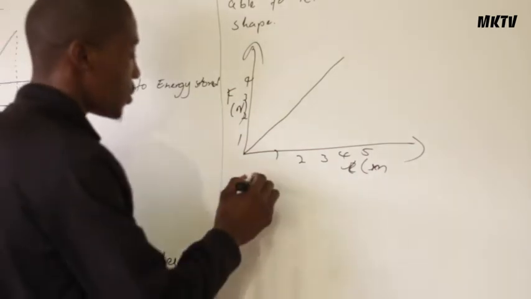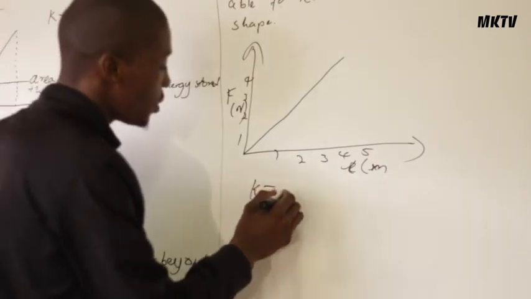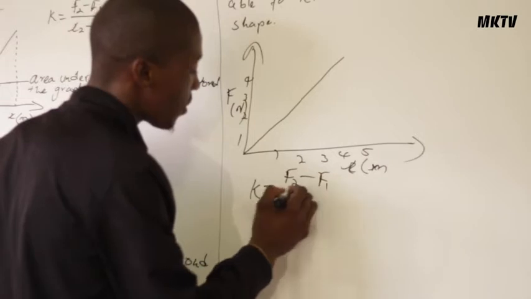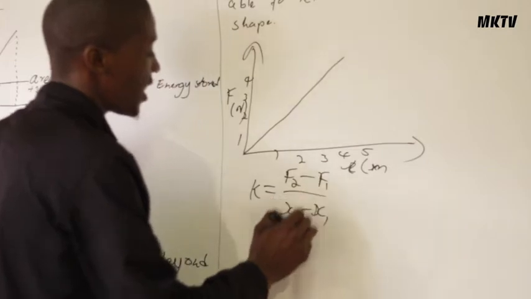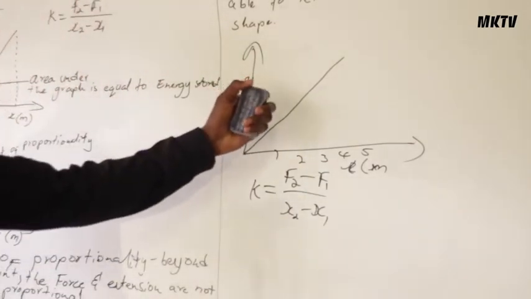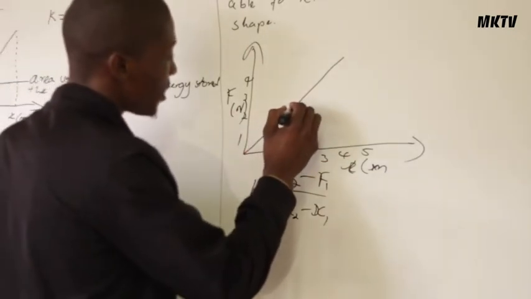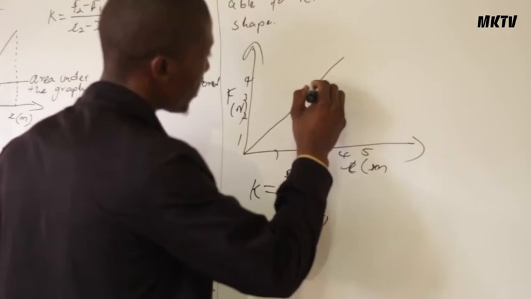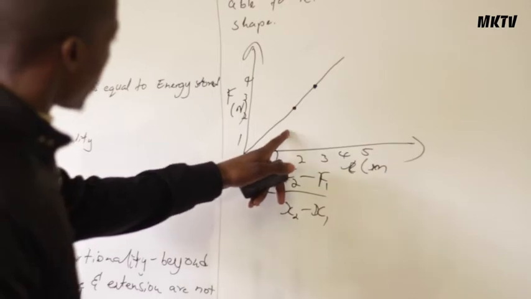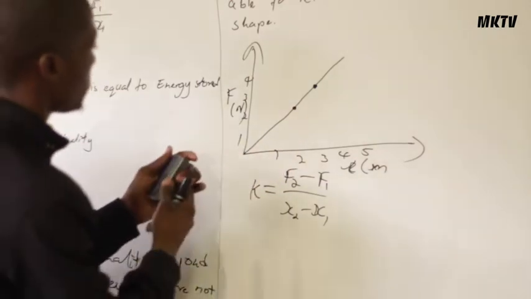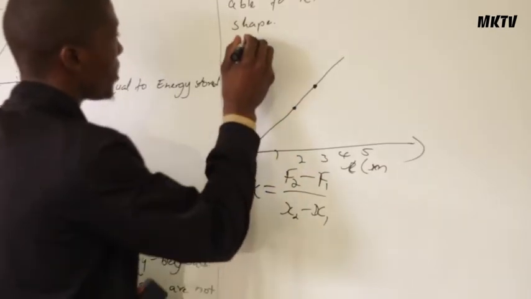this is how we are going to do it. We are looking for k. We said that k is the gradient, which will be f2 minus f1 over x2 minus x1, being the extension. So let's go on and find the coordinates. Let's first take this point, and let the second point be this point. Let me make a clear sketch for convenience sake.